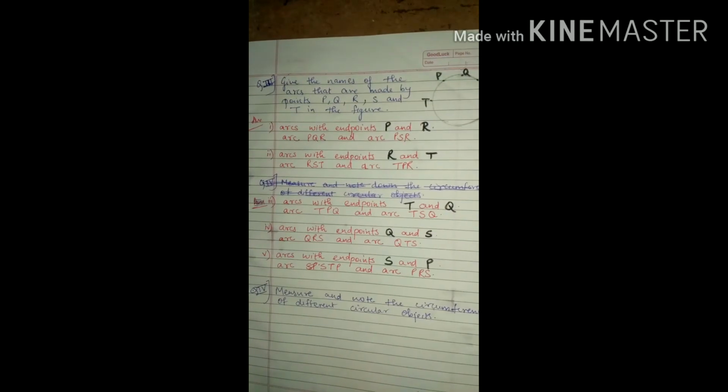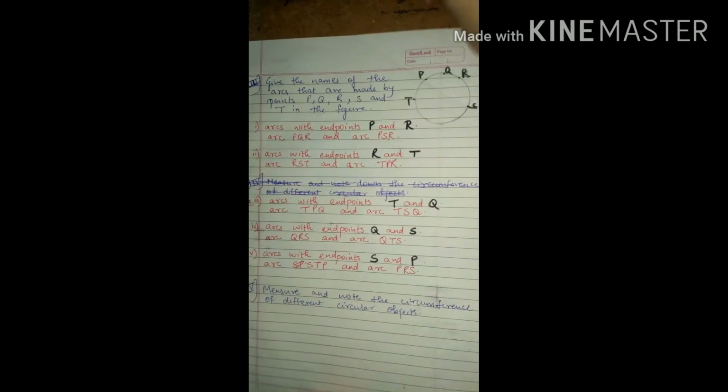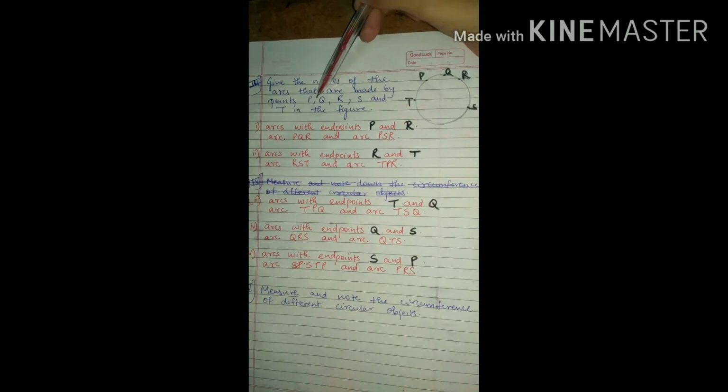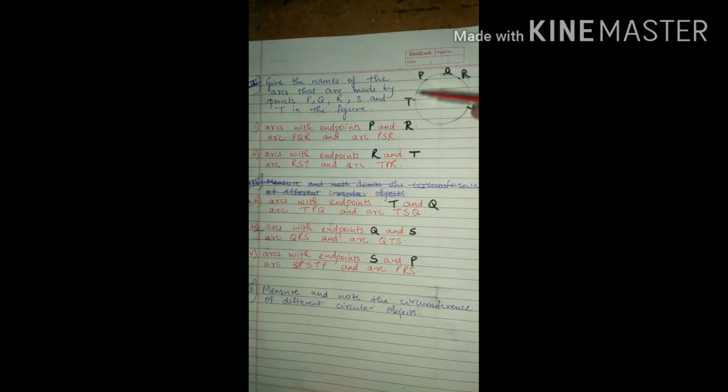Now let's see the third question. See, what is given? Give the names of the arcs that are made by the points P, Q, R, S and T in the figure. So the figure is given to you. This much is only the figure, don't get confused in this. P, Q, R, S, T are the points on the circle. So with these points, you have to name the arcs.